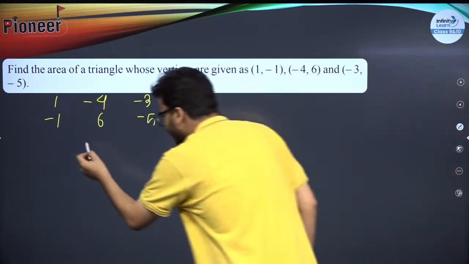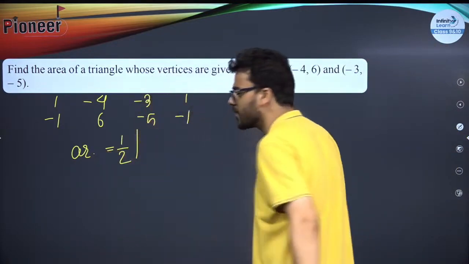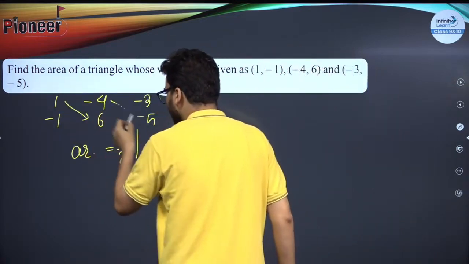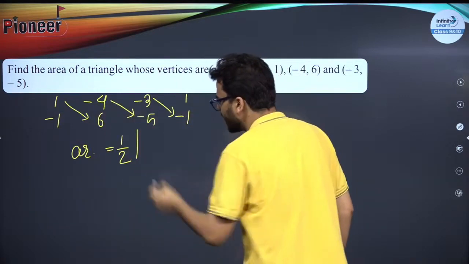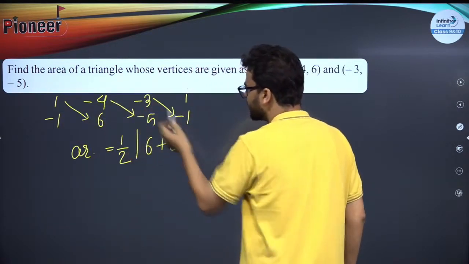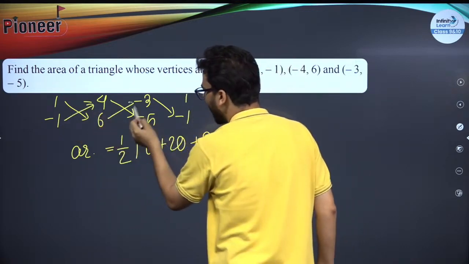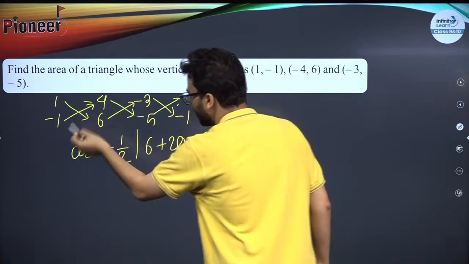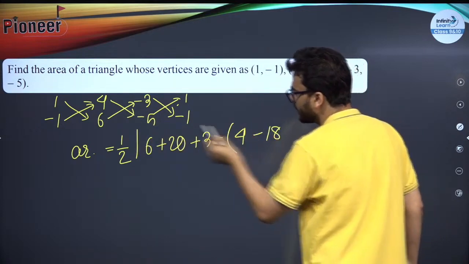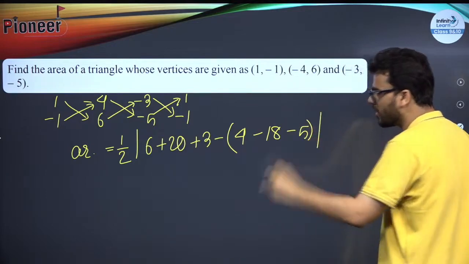So what will be the area, guys? Area over here, I'm writing in short, area will be half into modulus will come, because area can never be negative. Then you will add the positive arrows like this, downward arrows basically. So that is 6, and this is 5 4s are 20, plus 20 you will get. This will be plus 3. Now minus, you just have to multiply and add the upward arrows. So that will be plus 4 over there, plus 4, minus 18 you will get, and then this is nothing but minus 5 over here, right? So this is the area of this triangle over here.